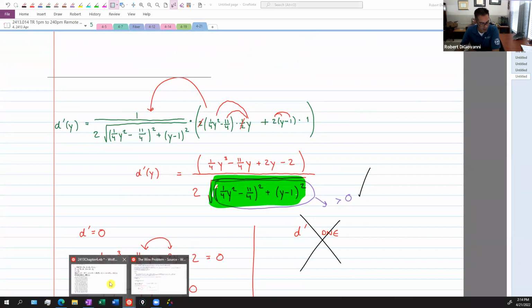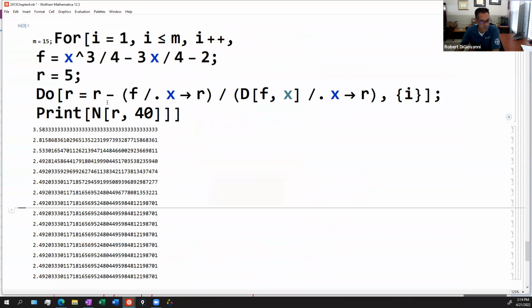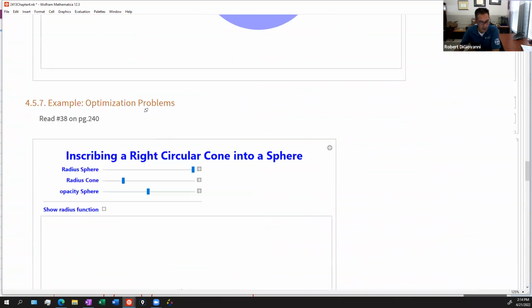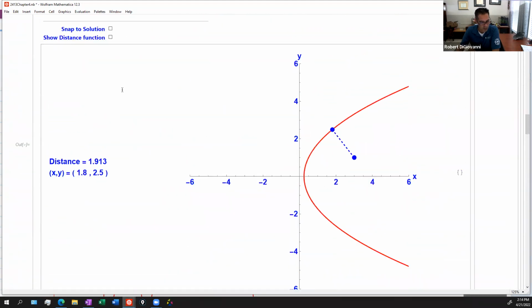I guess we want to know what the final answer of that was, huh? I think I have it. The solution to this is y was what, 2.49? I rounded it to 2.5, and the x value is 1.8. That point right there, that's the closest point to 3,1 on that graph.